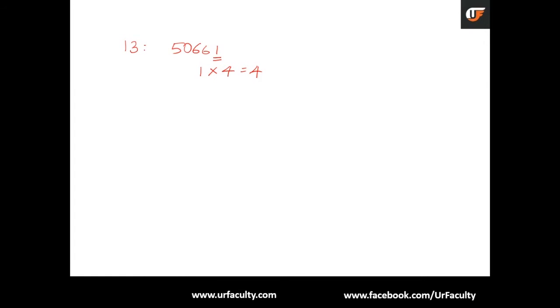And what do you need to do? You need to add this number with the remaining numbers. The remaining numbers are 5066 plus 4 is equal to 5070. Now, repeat the process again. We divide this like this, multiply this number by 4, the answer is 0, and then you add the remaining numbers. You get 507. Again, split this up. Multiply this number by 4, you get 28. You sum this up with 50 and you get 78.